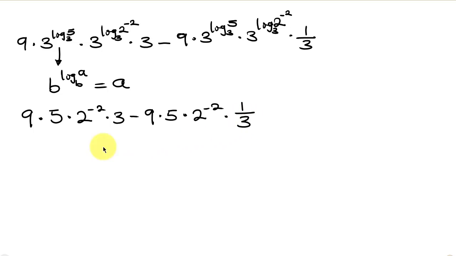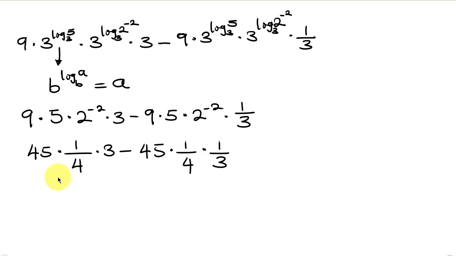That is it. Now simplifying further, we have 9 times 5 to be 45 times this 2 to the negative 2. Negative means an inverse, which is 1 all over 2 squared. That is it. And 2 squared is actually 4. So I'm going to be writing 4 instead, times 3 minus 9 times 5 is 45 times 2 to the negative 2 is 1 over 4 times 1 all over 3.